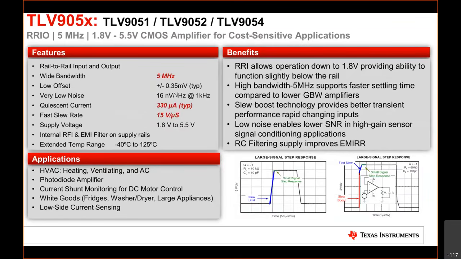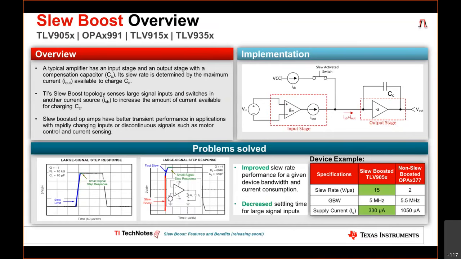And the TLV905X will be the last device that I mentioned from the low voltage portfolio, the 5 megahertz option. This one actually has a rather high slew rate with 15 volts per microsecond for only 330 microamps of quiescent current. And we do this by actually integrating some features that we call slew boost technology.